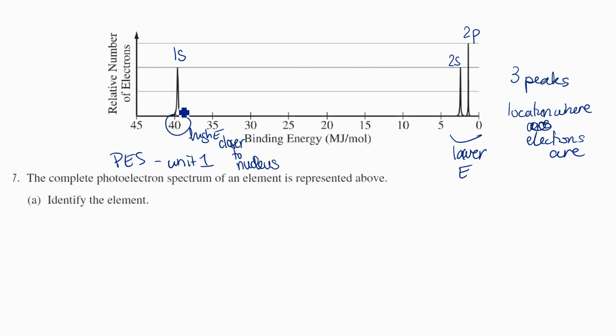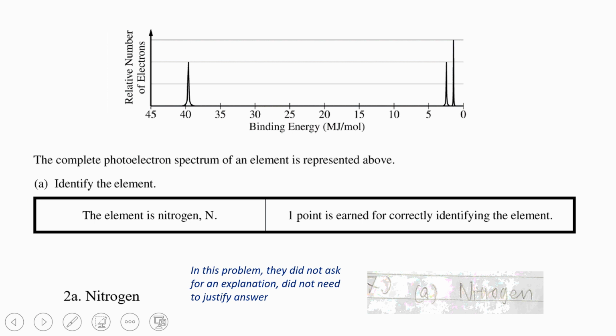And then we can look at these numbers. I know that the most electrons we can fit in an s orbital is 2. So now based on this scale, I can figure out that each of these lines seems to represent 1 electron. So this 2s must also have 2 electrons in it. And then this one looks like it's 3 high, so this is 2p3. So we are looking at this electron configuration and using that to identify what the element is, and that is nitrogen. So again, this problem, they didn't ask for an explanation. All you had to say is, it's nitrogen, and you earn that 1 point.